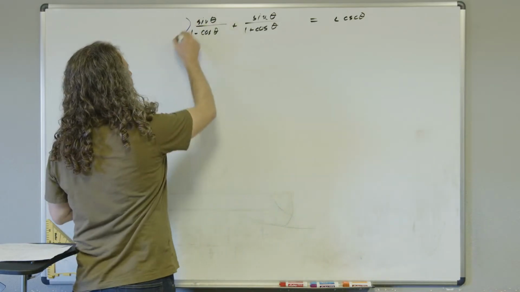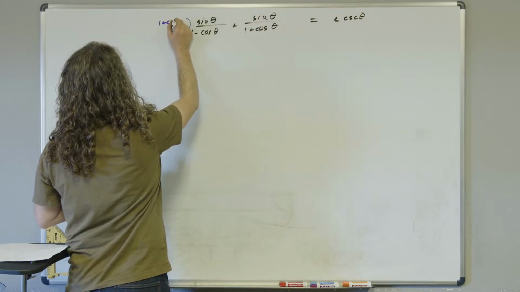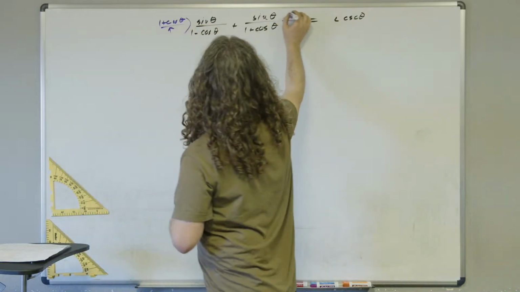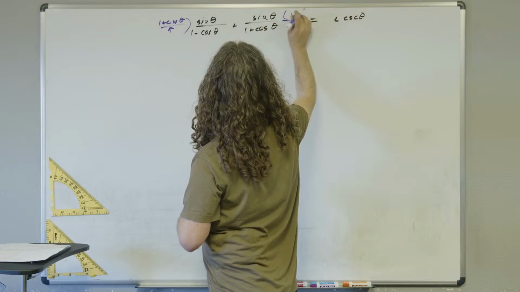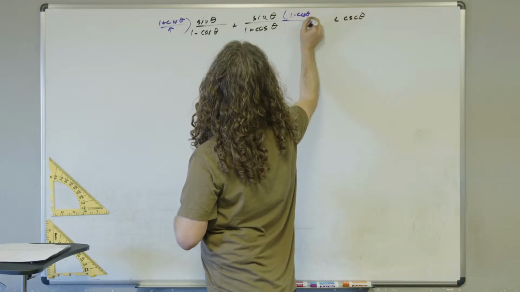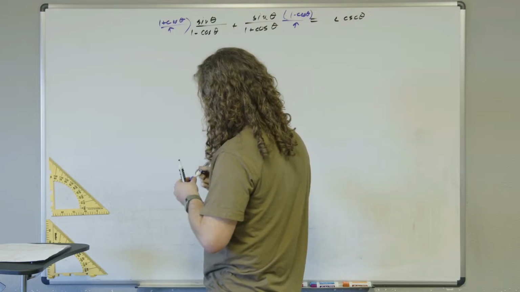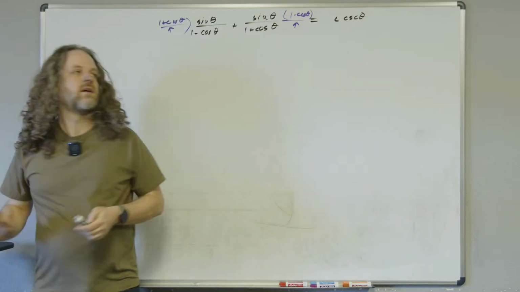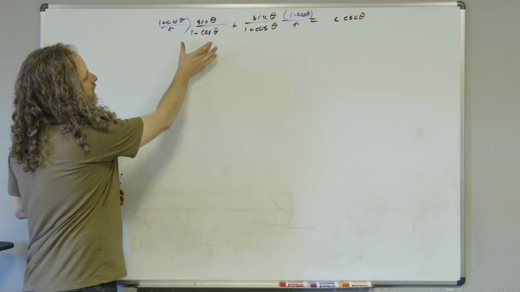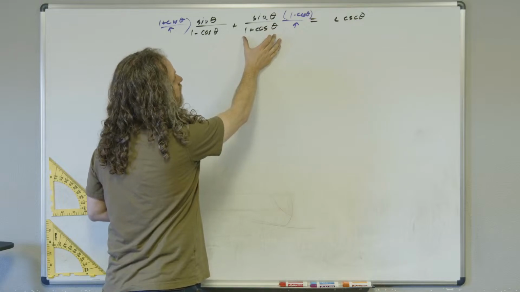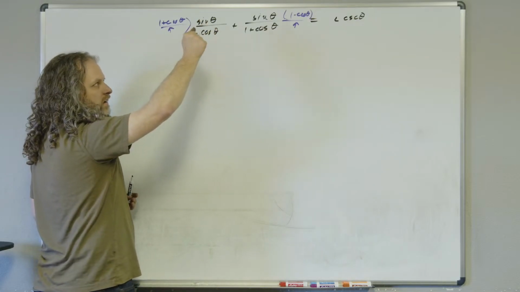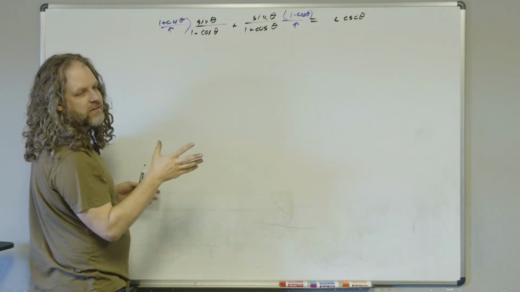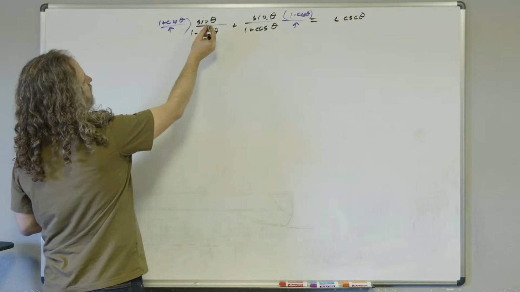So we would multiply this one times 1 plus cosine theta over the same thing, and this one times 1 minus cosine theta over the same thing. So the denominator is going to be this times this. These are conjugates, so the outside and inside terms are going to cancel. So we just do the first and the last. The numerator, we can go ahead and distribute some stuff out.